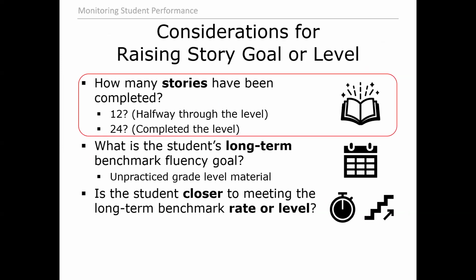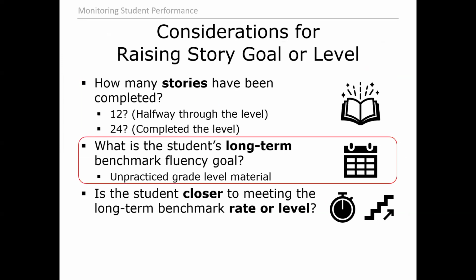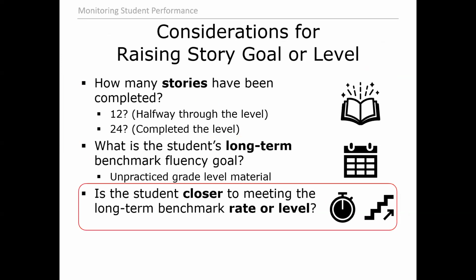So we ask, how many stories has he completed? What's his long-term fluency goal? Is he closer to reading at the rate that his grade level peers are reading? Or is he closer to reading the content, the level that his peers are reading? So is the student's words correct per minute score on their cold timing closer to what their peers in mainstream are able to do? Or is the level that they're working on in Read Naturally Live closer to the level that the mainstream readers are reading at?